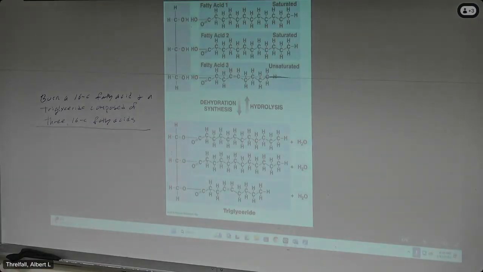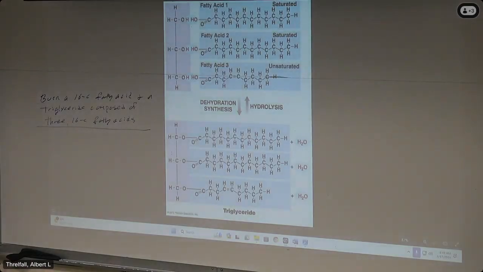Okay, so let's burn a single 16 carbon fatty acid. And then we'll burn a triglyceride composed of 16 carbon fatty acid. Now, in reality, in a triglyceride, the three fatty acids are the same. So you don't have to worry about, what if I have a triglyceride and one of the fatty acids is 16 carbons, one is 20 carbons? No. They'll be the same.